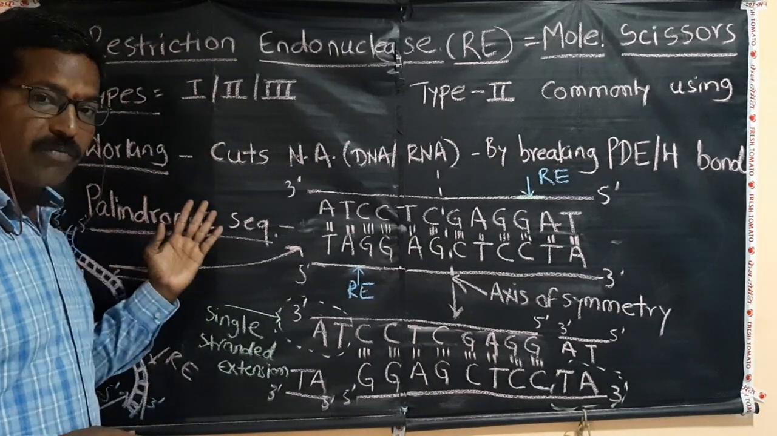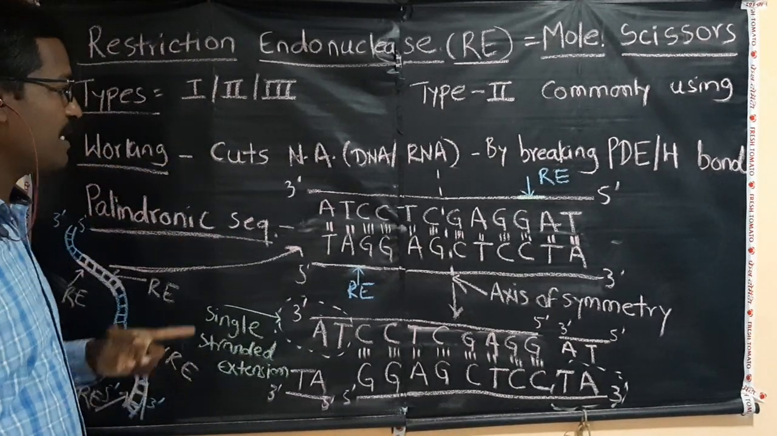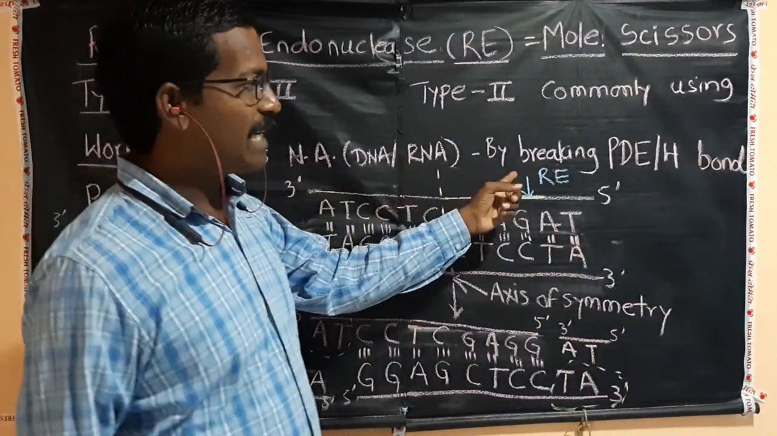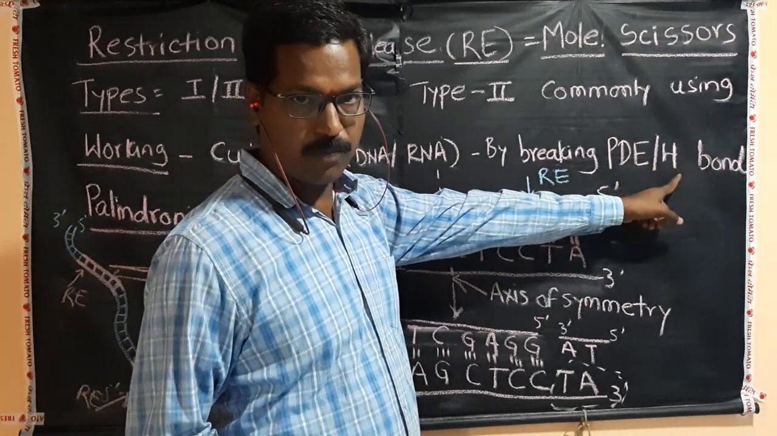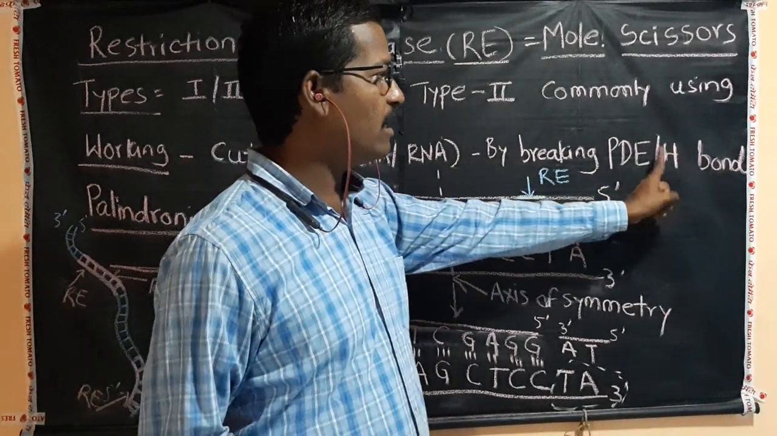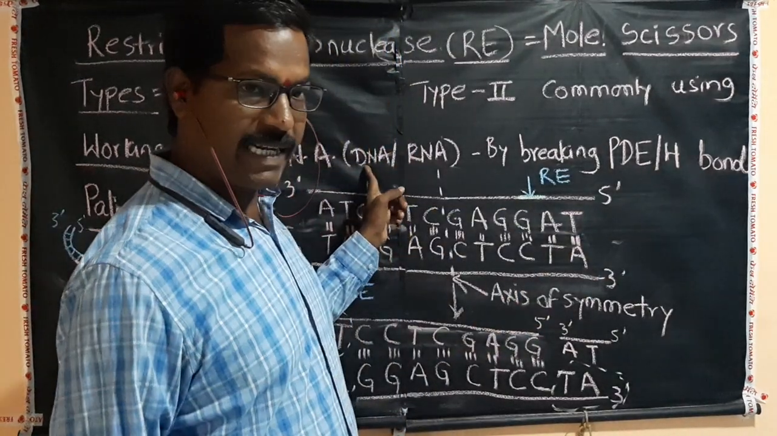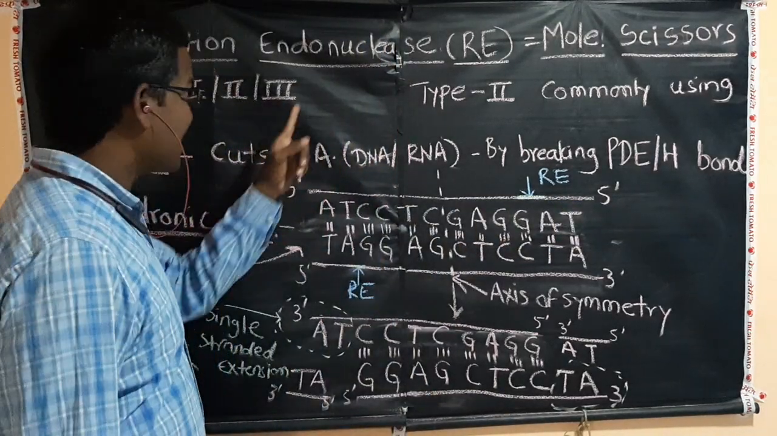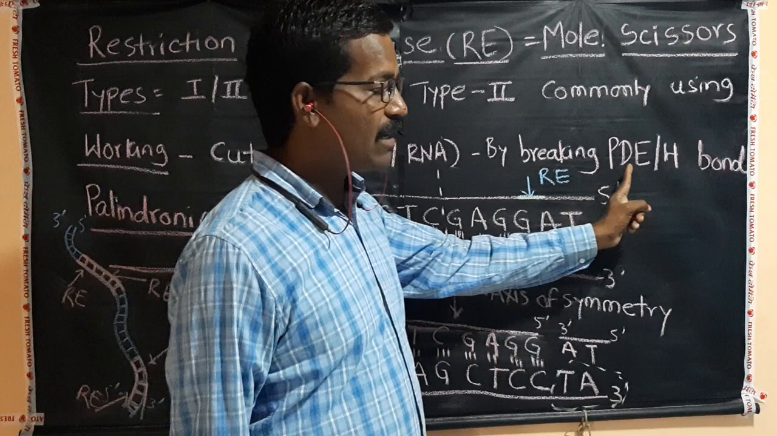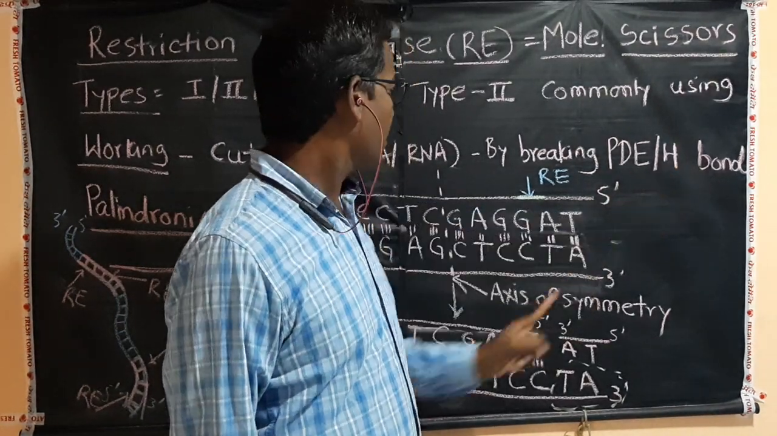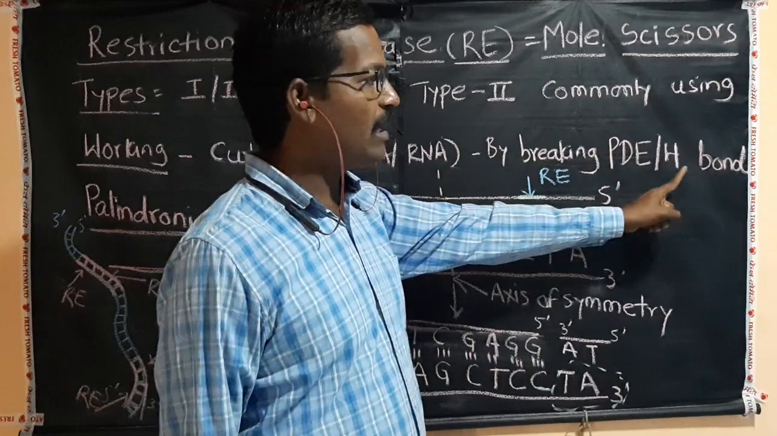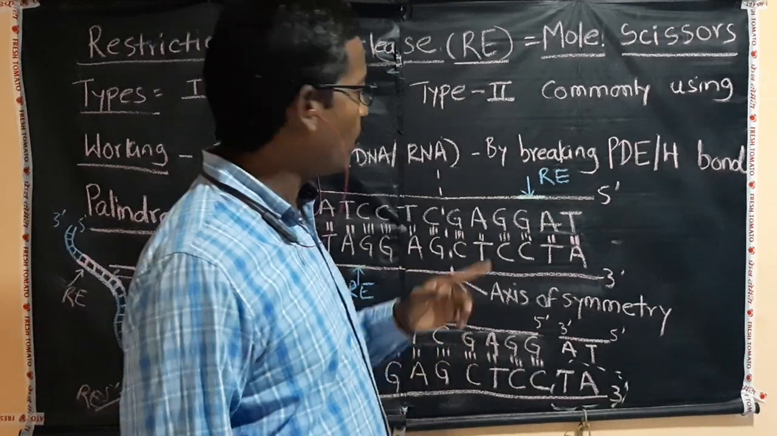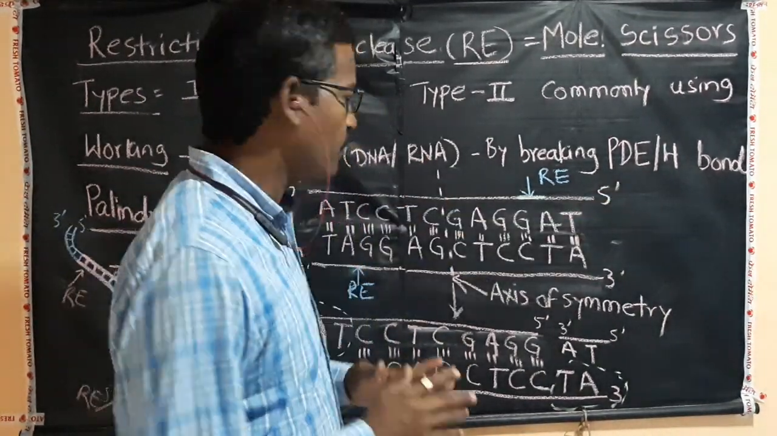So what is the working principle of restriction enzymes? It cuts the nucleic acid, that is DNA or RNA, by breaking the phosphodiester bond and the hydrogen bond. In the case of RNA, it breaks only the phosphodiester bond, but in the case of DNA, it cuts both the phosphodiester as well as the hydrogen bond. Please remember, restriction enzymes will cut a DNA by breaking the phosphodiester bond as well as the hydrogen bond, while in RNA there is no double stranded structure, so there is no point of hydrogen bond. In the RNA case, it will break only the phosphodiester bond.